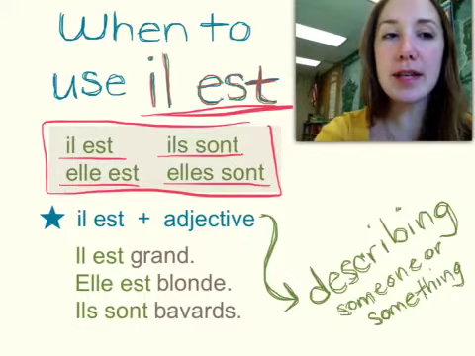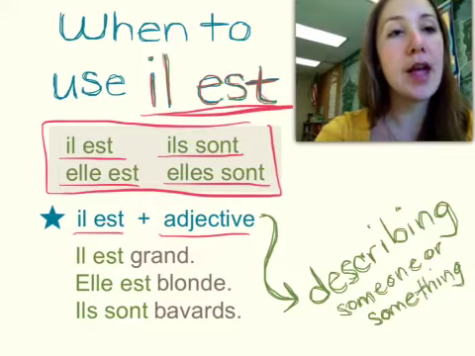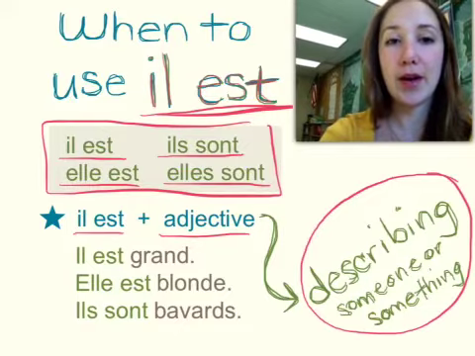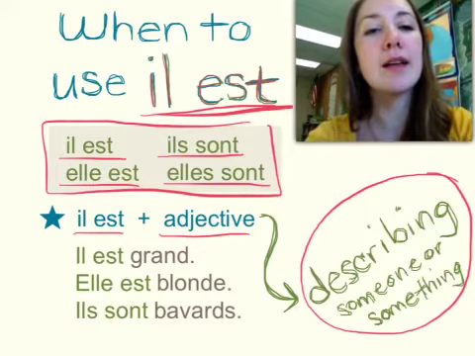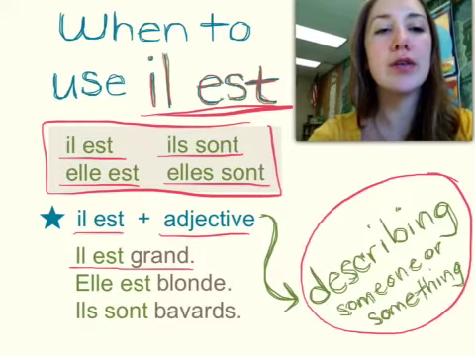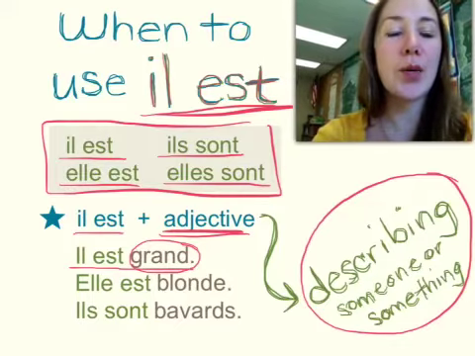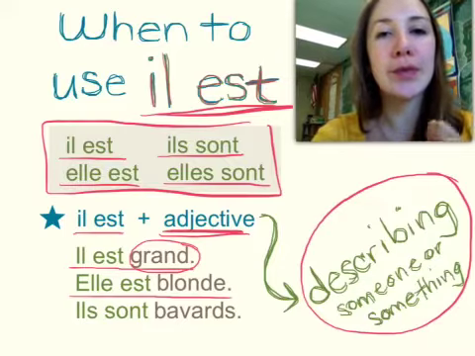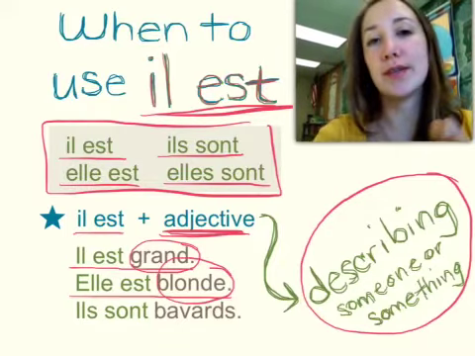And when we use these, we're going to use il est followed by an adjective. Because when we use il est, we're using it to describe someone or something. Alright? So if I were to say he is tall, I would say il est grand. Notice that grand is an adjective. If I were to say she is blonde, I would say elle est blonde. And notice that blonde is an adjective.